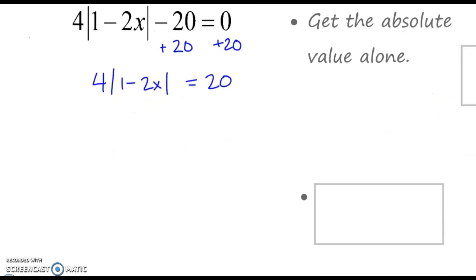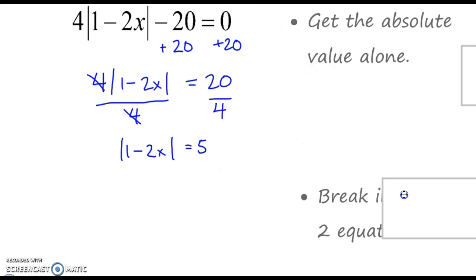Next step to get the absolute value alone is to divide by 4 to get rid of that 4 over there. And we get the absolute value of 1 minus 2x equals 5. Now at this part, we're actually going to break this into two equations, and here's how this works.